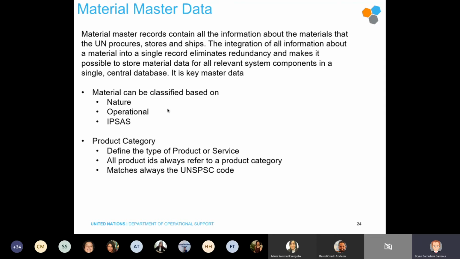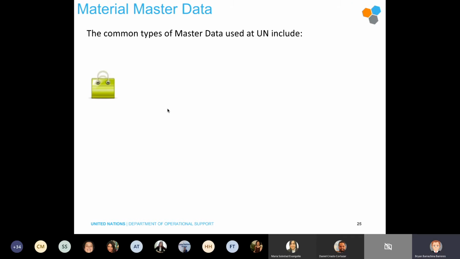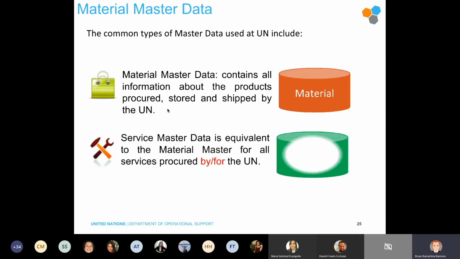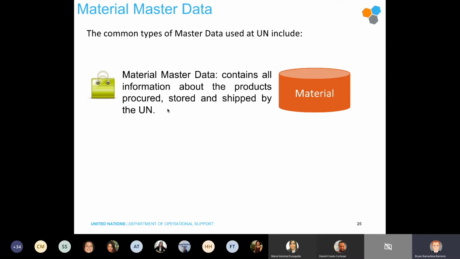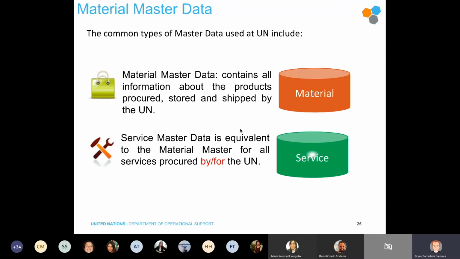But it's not the only master data that we have in the system. So, the common types of master data. Let's go back here. We have our materials, which contain all information about the products that are procured, stored, and shipped by the UN. And we also have our services, which is equivalent master data, but for the services that are procured by the UN.